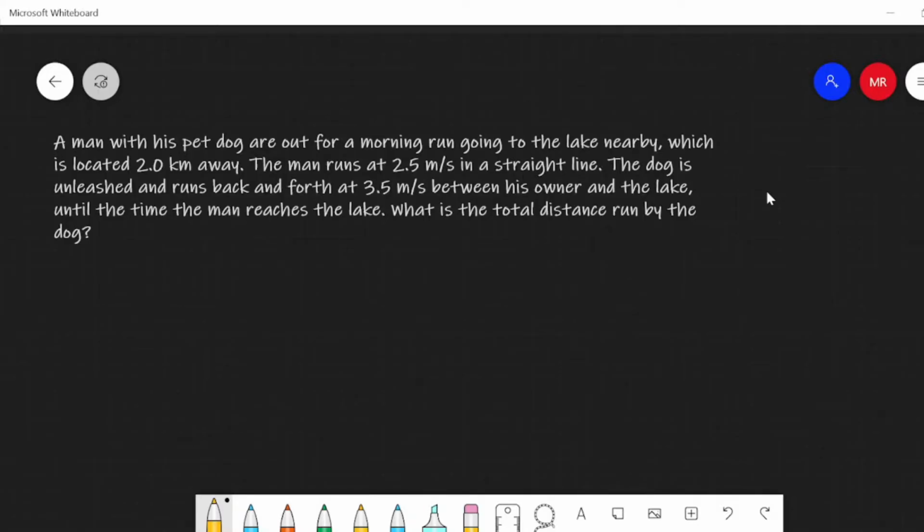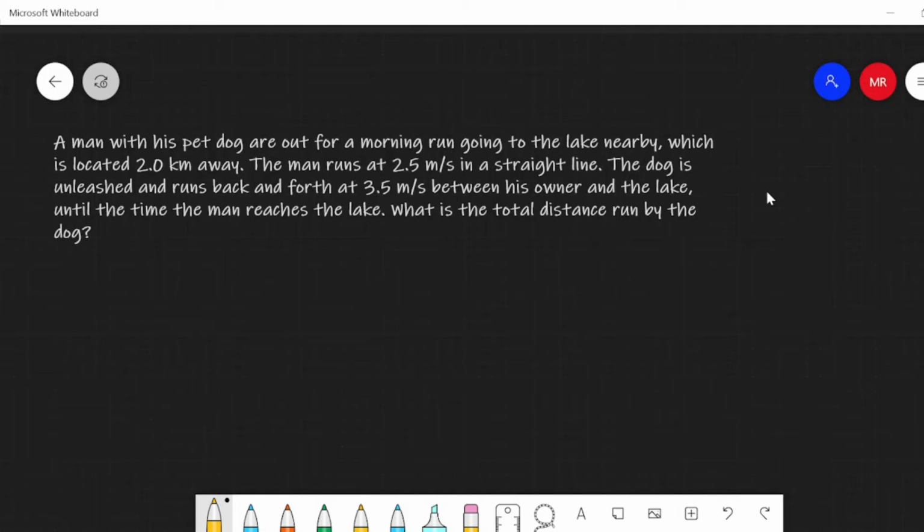A man with his pet dog are out for a morning run going to the lake nearby, which is located 2 kilometers away. The man runs at 2.5 meters per second in a straight line. The dog is unleashed and runs back and forth at 3.5 meters per second between his owner and the lake until the time the man reaches the lake. What is the total distance run by the dog?